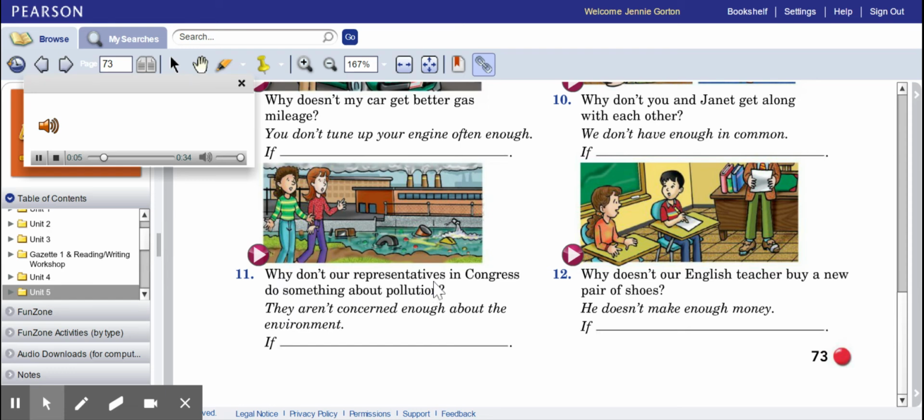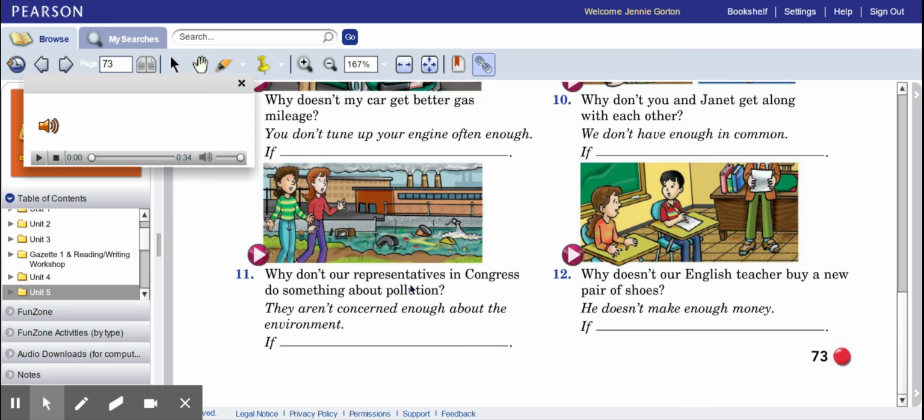Why don't our representatives in Congress do something about pollution? They aren't concerned enough about the environment. If they were more concerned about the environment, they'd do something about pollution. All right, I know that's a hard one, but look at this word, representatives. Representatives. Or in lazy English, we say representatives.